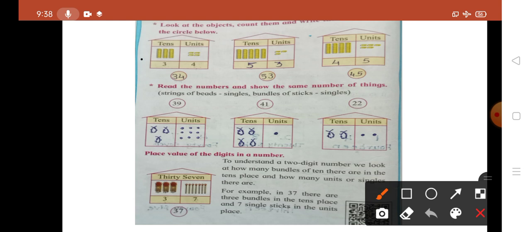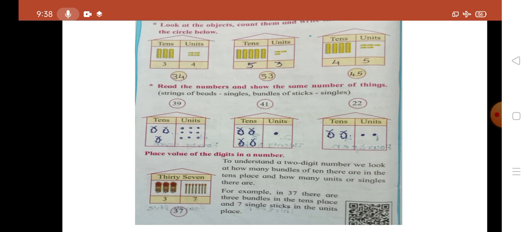So see here. There are 3 tens and 4 units. It means 34. So you have to write here 34. Here 5 tens and 3 units. So you have to write here 53 in the circle. Then 4 tens and 5 units. So you have to write 45.